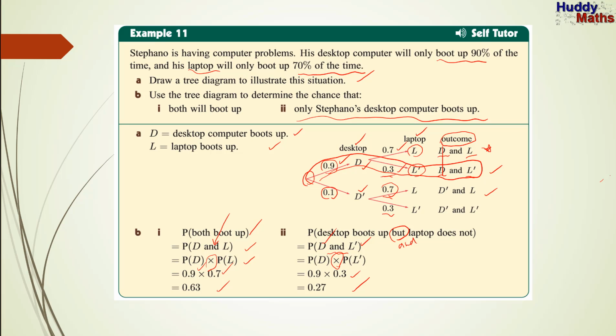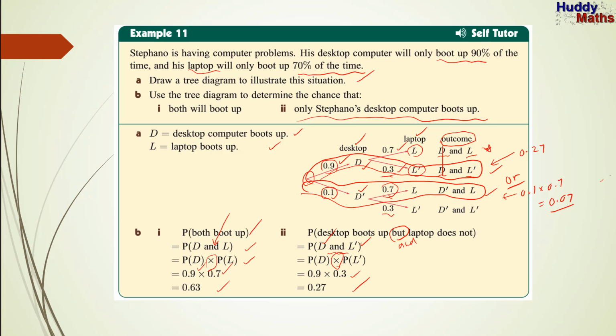So there were two branches of the tree that would satisfy. We would say this one or this one would do, and so you could add them up. You could add up the probability of this one. Shall we do it? Well, that's 0.27. We did that. What's the probability of this one? Not desktop, so it's 0.1. This one is 0.1 times 0.7, which is, what is that? 0.07. So that's the probability of not the desktop, but the laptop does.